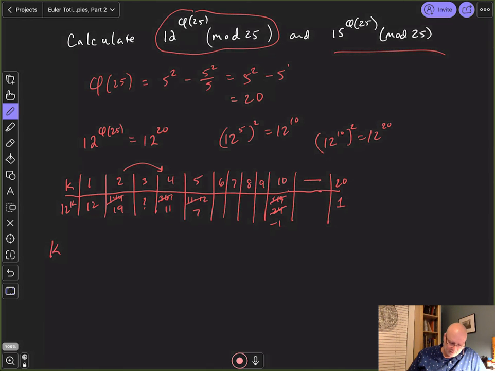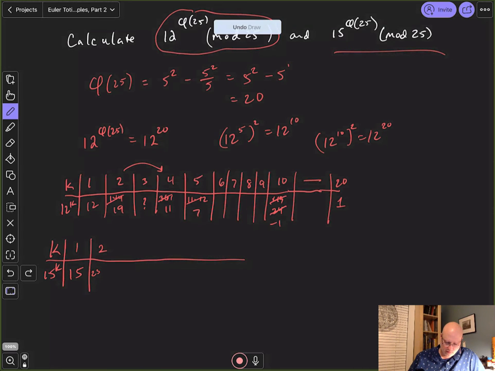So k, and I've got 15^k, and I'm going to raise it to the first power. Piece of cake, no problem. Let's square that. 15 squared would be 225. Huh, well, 225, which is a multiple of 25, which means it's 0.